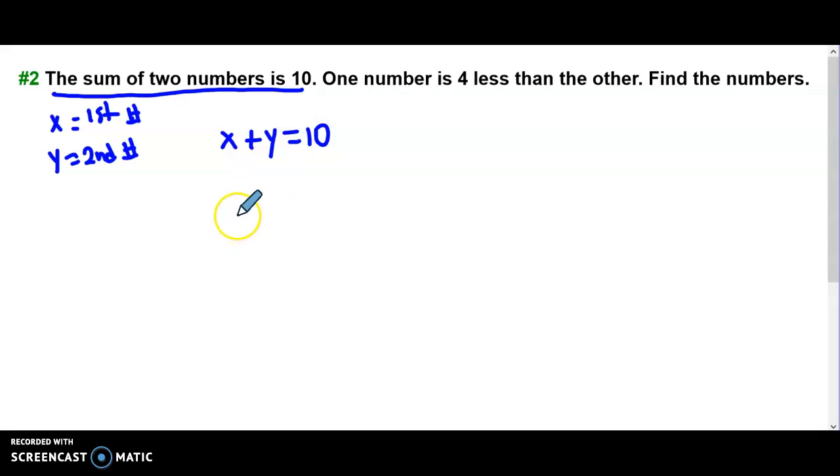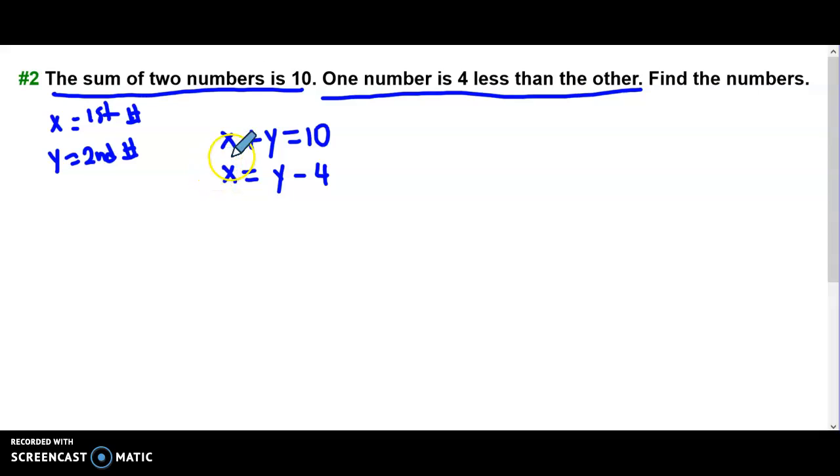One number, I don't know which one, is 4 less than the other. So you choose whichever. Let's suppose the first one is 4 less. That means take away 4 from the other. Here we go. There's your system. Be careful with the 4 less. You're taking away 4, so the 4 should be the last thing, not the first thing.